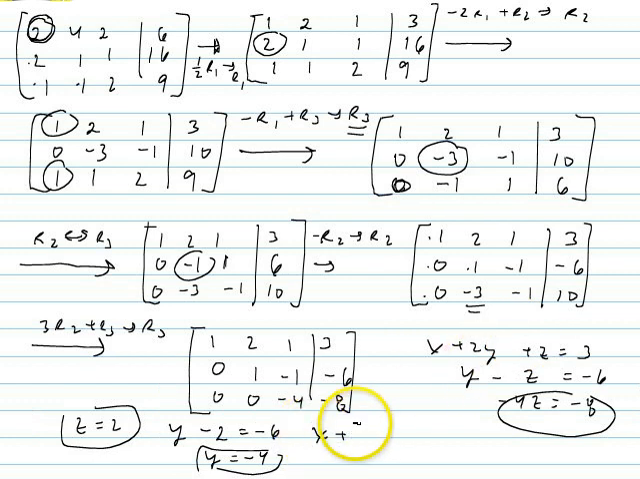And plug both of those into the original equation. x plus 2y is going to be negative 8, plus z is plus 2 equals 3. Negative 8 plus 2 is negative 6. Add 6 to both sides, get 9. And the answer to this question is 9, -4, 2.